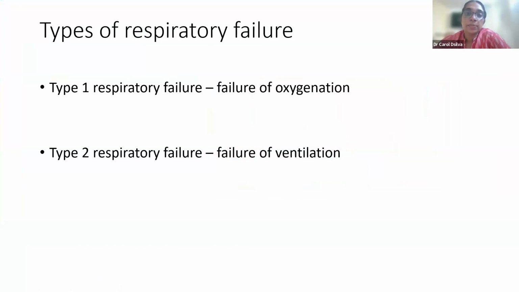There are two types of respiratory failure you might have heard your seniors or doctors discussing at the bedside. One is called type 1 respiratory failure and the other type 2 respiratory failure. Type 1 respiratory failure is nothing but a failure of oxygenation of the blood. This could be because of low FiO2 or a problem in the lungs per se. So that's causing a failure of oxygen. The oxygen is not able to diffuse through the alveolar capillary membrane.